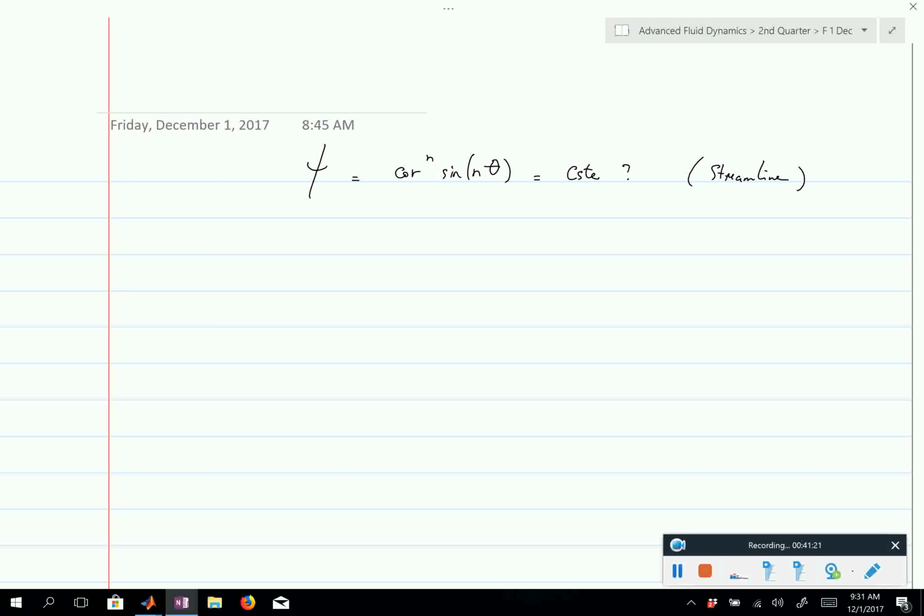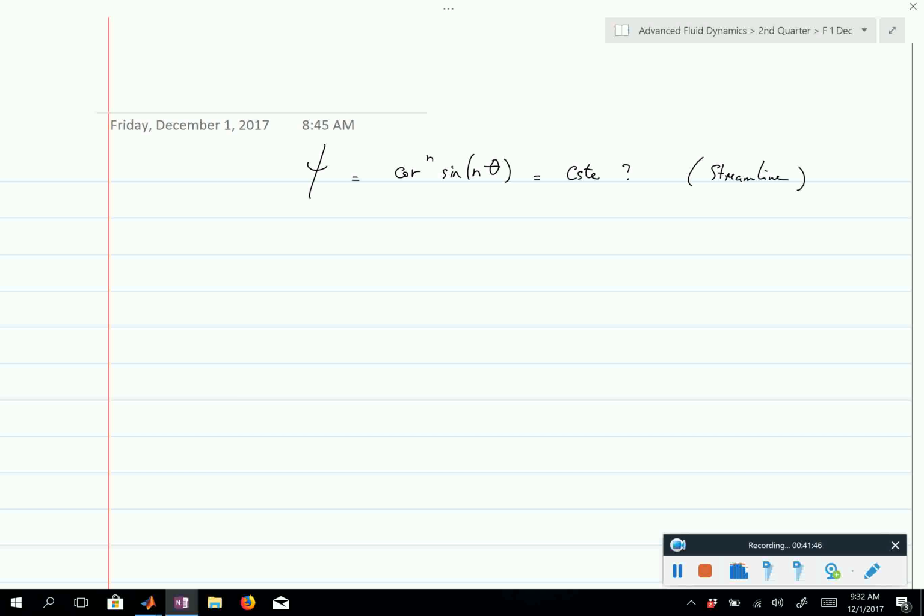Huh? No, n is not a variable. n is 1, 2, 1/2, alpha is anything. Your variables are theta and r here. This is what tells you where you are in space. Yeah? Theta equals 0. If theta is equal to 0, then indeed, for any r, I have a constant, which is 0.